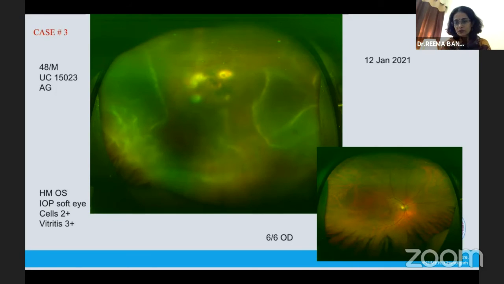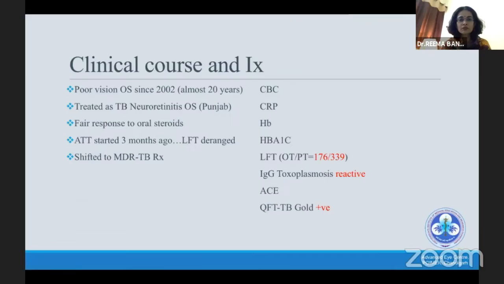The right eye on the bottom is normal with 6/6 vision. Now, the clinical course, if we go back to the history, this patient complains of poor vision in this eye since almost 20 years. He was treated elsewhere as TB neuroretinitis in the left eye. He had an on and off fair response to oral steroids. He would say, I get better when I take oral steroids.